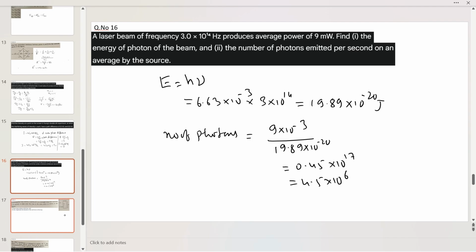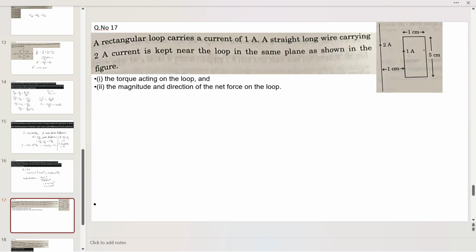Now I am going to the next question. Here you will see that a regular loop carries a current of 1 ampere. Here it is shown, 1 ampere current is flowing through this loop, and a straight wire which is carrying 2 ampere current. So we have to find the torque, which will be 0, and the magnitude and direction of the net force.